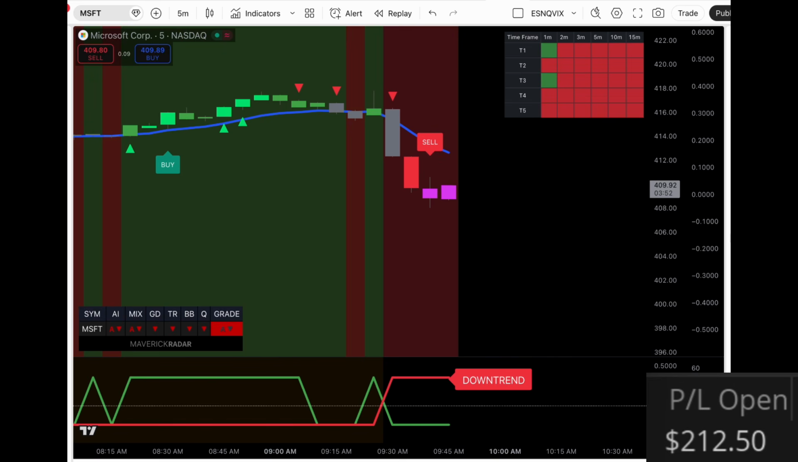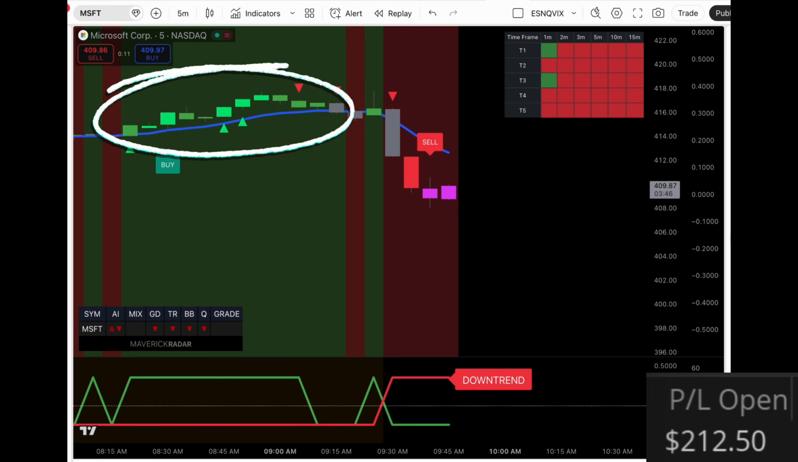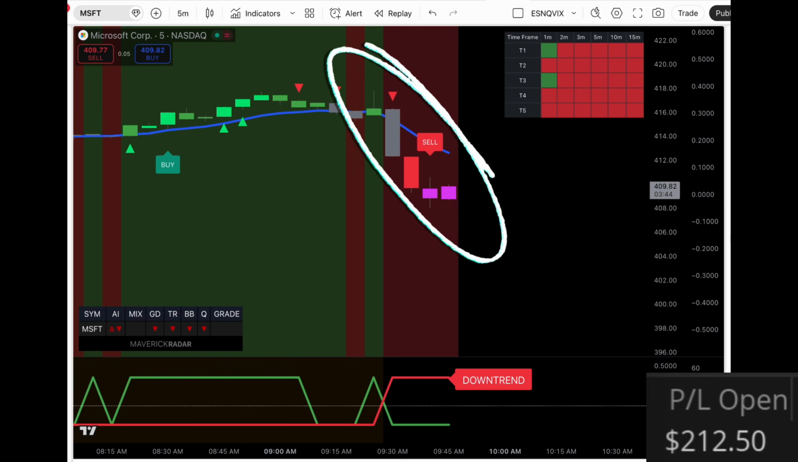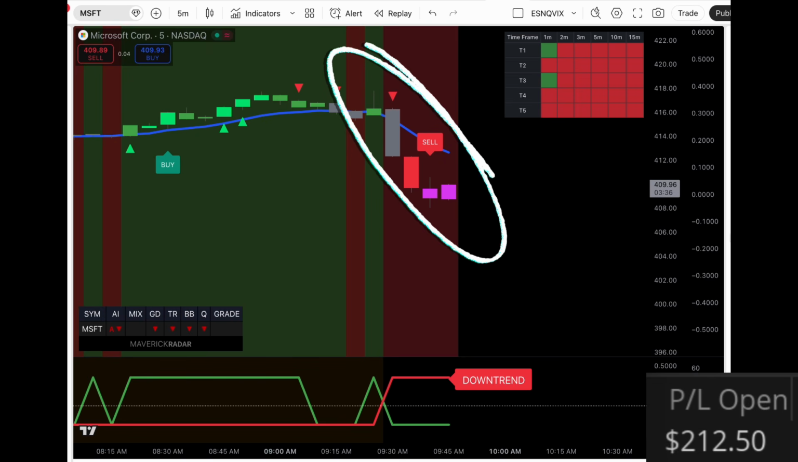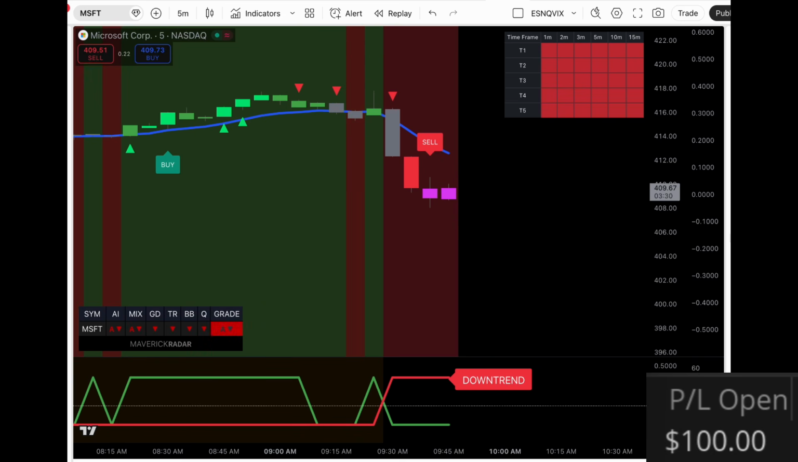as long as I have hot pink candles, I'm good. And then the final piece is we like to go long when price is above this blue line, and we like to go short when price is below it. This is the Maverick guide, okay? When price is above it, that's one of the ingredients we like to go long. When price is below it, we like to go short. And price is currently below it, okay?